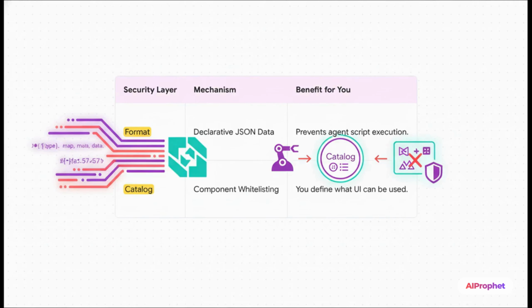This slide really lays out the control that you, the developer, always have. You've got two major layers of security. First, the format itself is just data, not code. That completely eliminates the risk of script injection. And then you have the catalog, which is basically a whitelist. The agent can ask for a map, sure, but it can only use the specific secure map component that you've already defined and approved. You are always in the driver's seat.